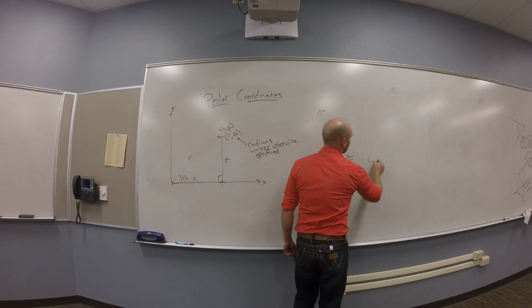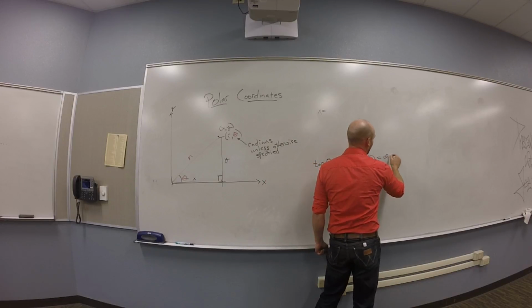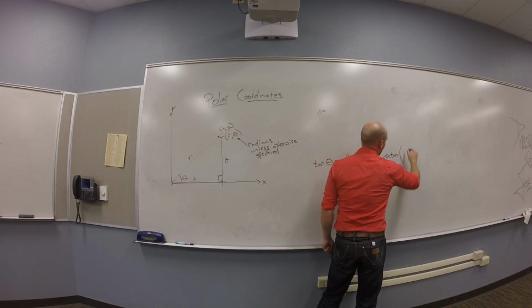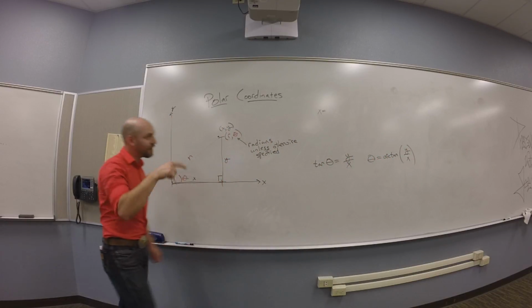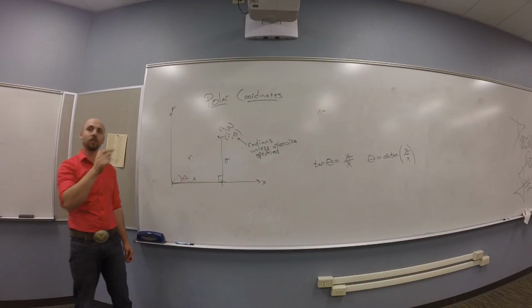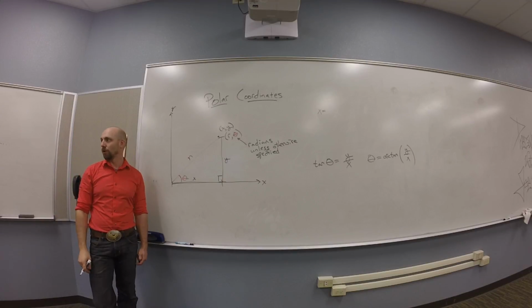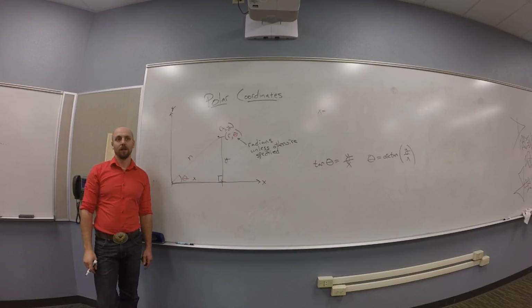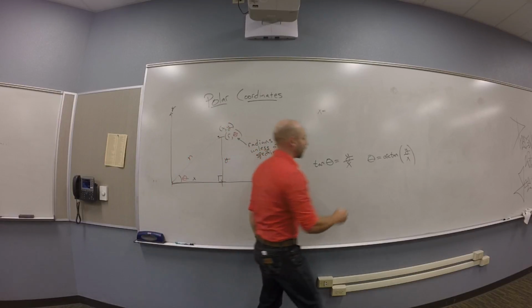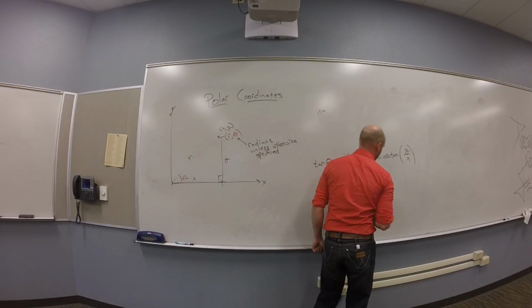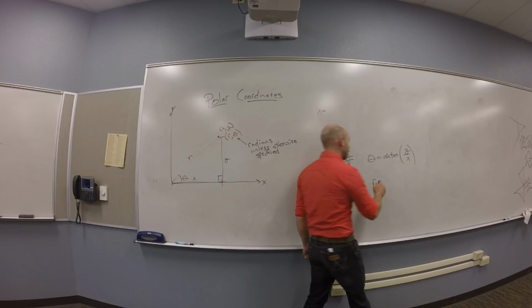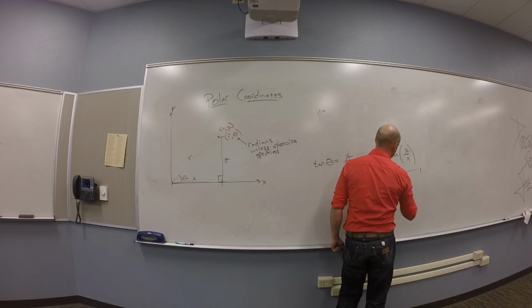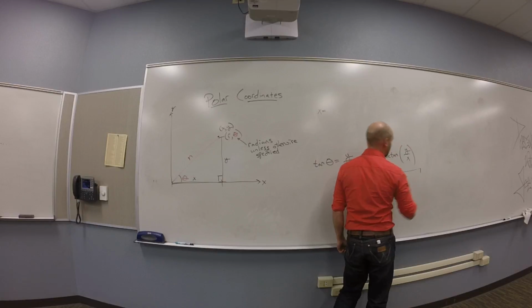Okay, so one conversion factor is theta is the arctangent of y over x. That will get you a way to convert from Cartesian to at least the theta part of polar. Where do you get the r part of polar? You can get it through Pythagorean. You can get the r part of polar from the Pythagorean theorem. So you can do the square root of x squared plus y squared, and that'll give you r.